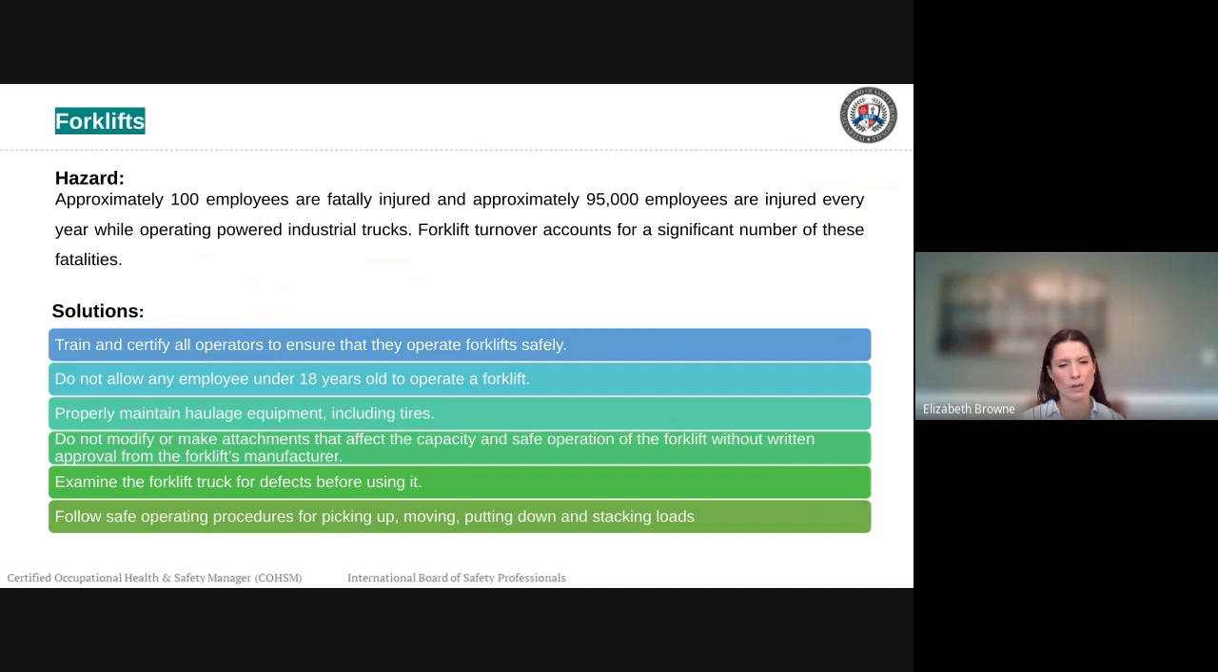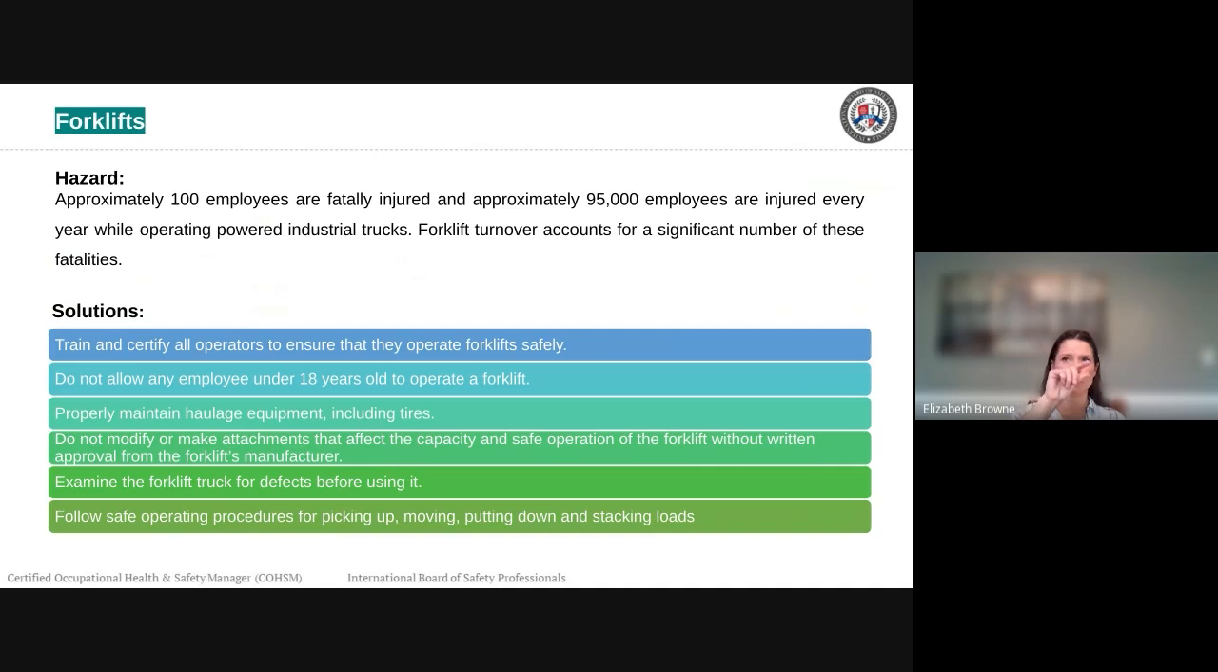So all forklift operators must be trained and certified as an operator, having classroom training and a skills evaluation by a competent trainer. We should never allow any employee under the age of 18 to operate a forklift. We must maintain all equipment, including tires. We never want to modify or make attachments that affect the capacity and safe operation of the forklift unless we get written approval from the forklift manufacturer. And then that approval, or that affected capacity, is going to be listed on the capacity plate of the forklift.